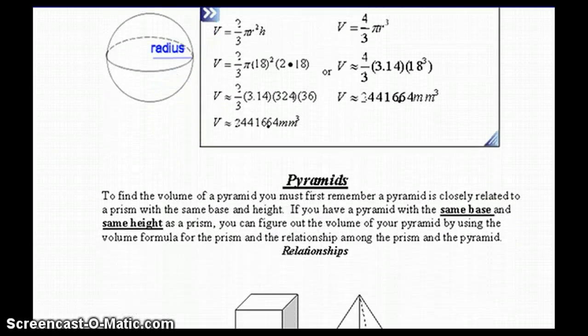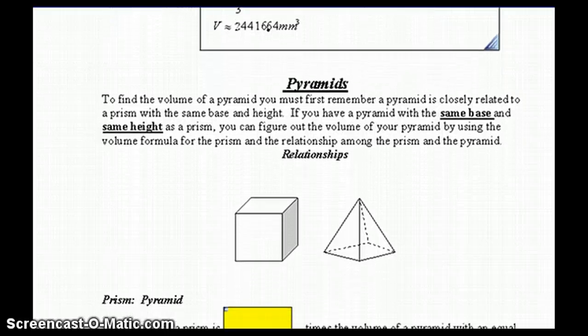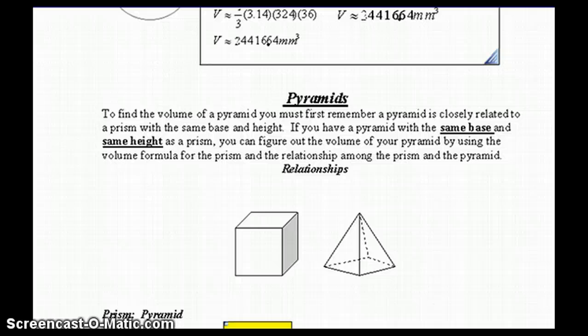Now we're going to talk about pyramids. To find the volume of a pyramid, you must first remember a pyramid is closely related to a prism with the same base and height. If you have a pyramid with the same base and same height as a prism, you can figure out the volume of your pyramid by using the volume formula for the prism and the relationship among the prism and the pyramid.